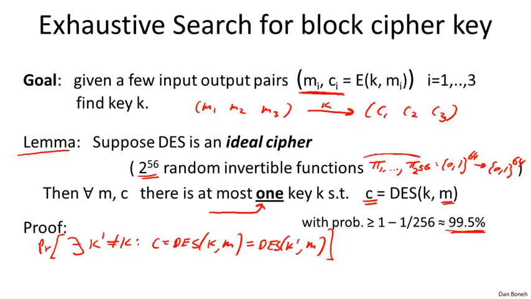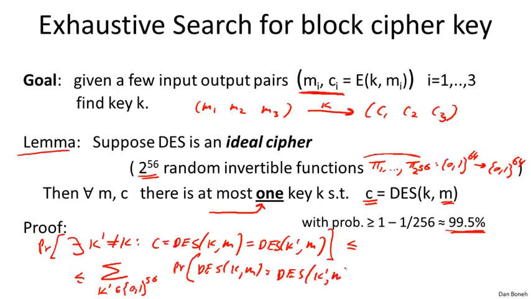Well, so what does it mean that there exists a key K' that satisfies this relation? Well, we're asking what's the probability that the first key, the all zero key satisfies it, or the second key satisfies it, or the third key satisfies it, and so on and so forth. So by the union bound, we can bound this probability by the sum over all keys K', over all 56-bit keys, of the probability that DES(K, M) is equal to DES(K', M). Okay, so we're asking basically, what is this probability for a fixed key K' that it happens to collide with the key K at the message M?